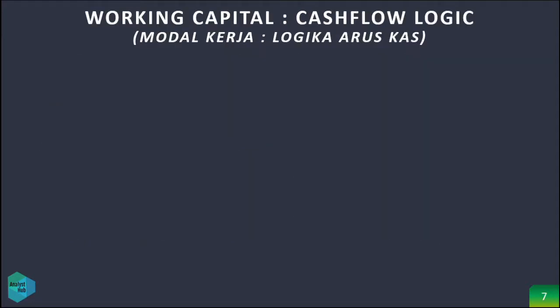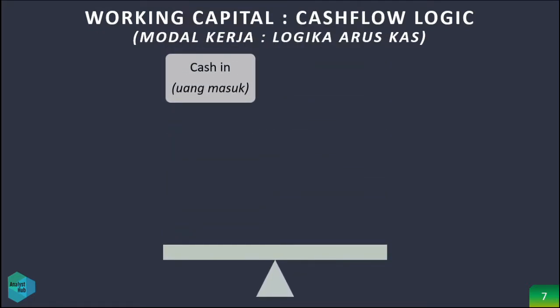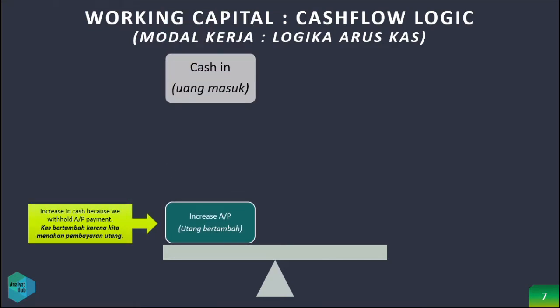Now, we will connect working capital with cash flow. I will use cash in and cash out logic so you can better understand working capital placement on cash flow. At first, the cash in section. Cash that we have from sales revenue, some part of it must be paid to suppliers. Because we withhold the payment, our payables increase. On the other hand, our cash will increase also. That's why if we increase our payables, it becomes cash in, although the cash is not directly from the supplier.